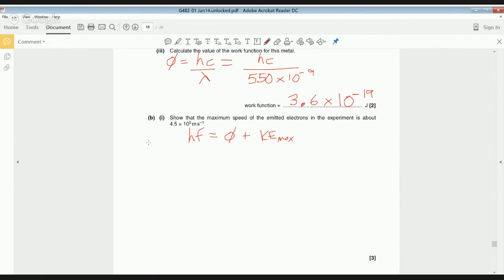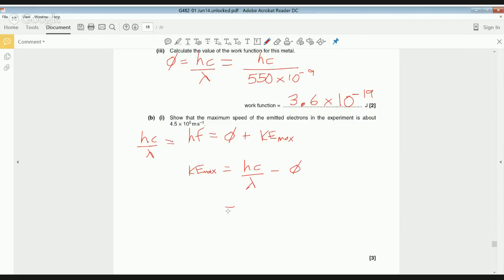But we don't know f. We know, however, that hc over lambda is the same as hf. So we can say that hc over lambda equals phi, the work function, plus KE max. And we can rearrange this and we'll end up with KE max equals hc over lambda minus the work function.